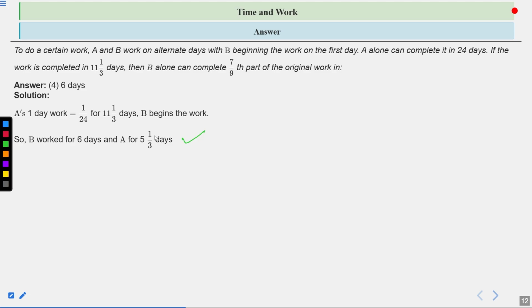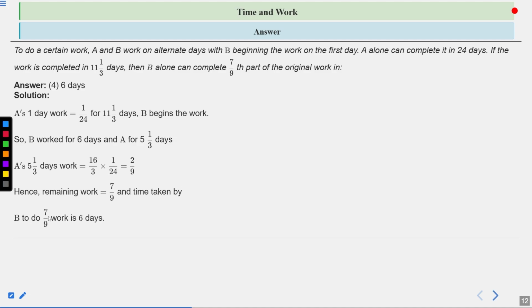So the remaining days will be worked by A, which is 5 and 1 by 3 days. If A works for 5 and 1 by 3 days, the work will become 16 by 3 into 1 by 24. Multiplying the number of days by the efficiency, we get the work, which is 2 by 9. So the remaining work is 7 by 9 unit, and we find the time taken by B to do the 7 by 9 unit of the work. So we get the number of days, which is 6 days. So the fourth one is the correct answer of this question.